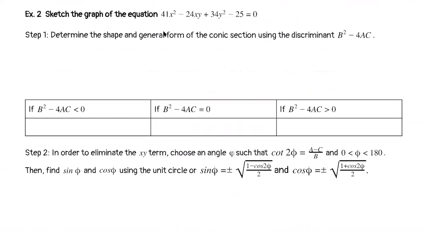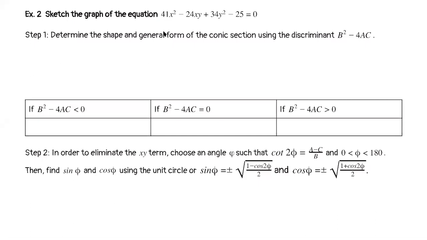So, sketch the graph of the equation 41x squared minus 24xy plus 34y squared minus 25 equals 0. So let's do this first. Step 1, determine the shape and the general form of the conic section using the discriminant.